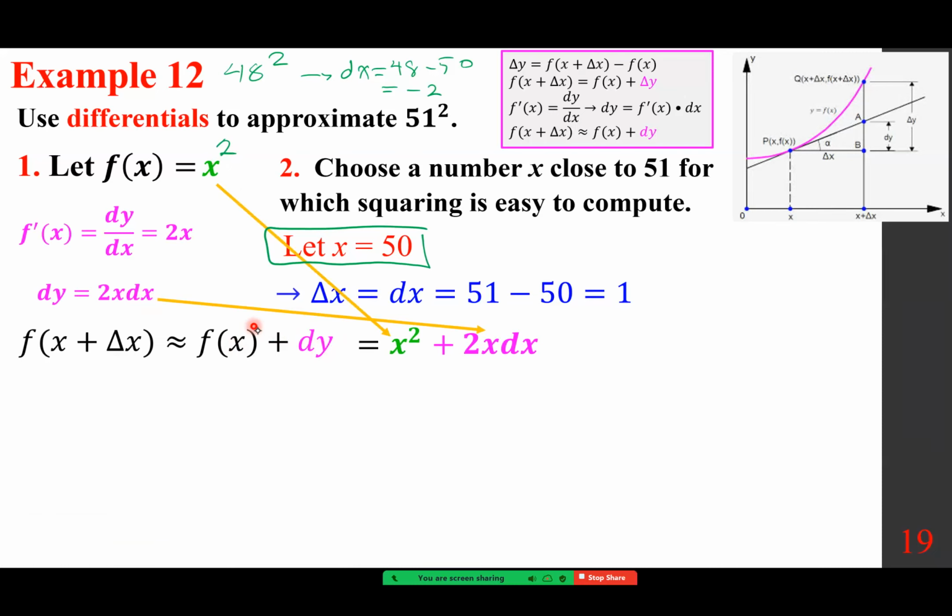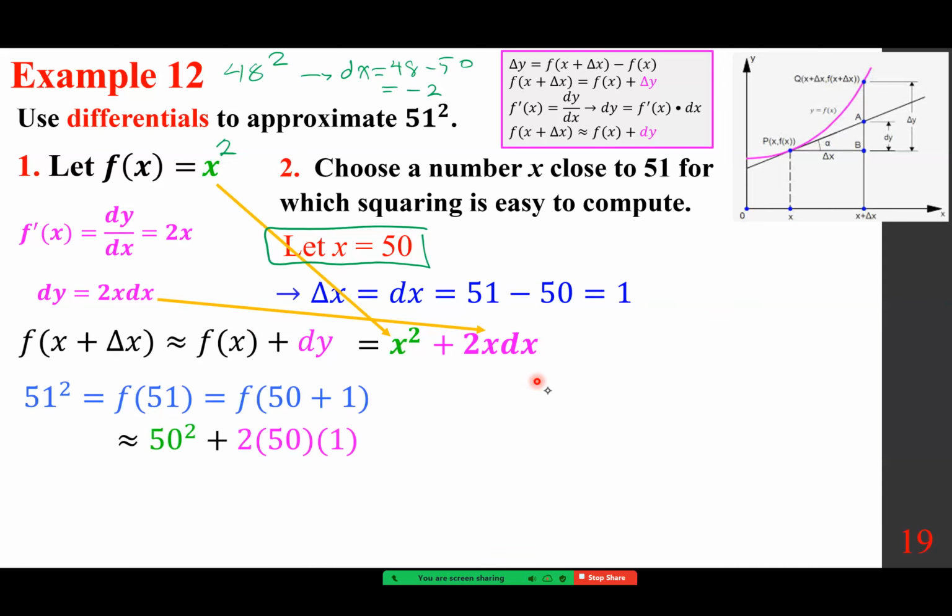Now plug in the numbers. You want f of 51 or 51 squared, or f of 50 plus 1. Replace the x with 50, dx with 1. As you can see, this is 2,500. This is 100. The answer is 2,600, which is extremely close to the actual value of 2,601. And the reason they are extremely close is because this number is very small compared to the choice of x.